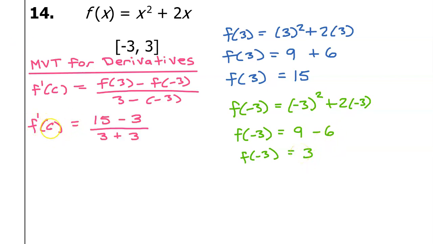So we have f prime at c equals 15 minus 3 divided by 3 plus 3. Of course, 3 minus negative 3 is the same as 3 plus 3. Therefore, f prime at c will equal 12 divided by 6, which is 2.